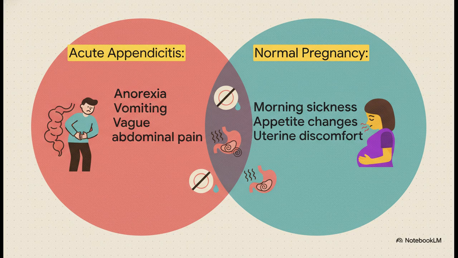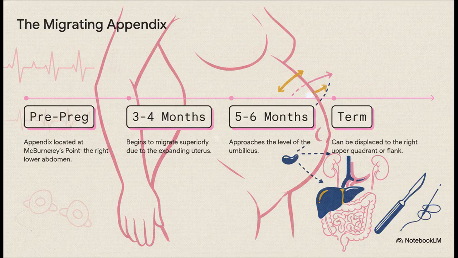To make it even worse, our labs can fool us too. Pregnancy itself causes a rise in white blood cell count, a physiological leukocytosis, which can either mask a real infection or make us think there's one when there isn't. And if the symptoms weren't tricky enough, the anatomy itself is working against us. Again, the appendix is the perfect example.